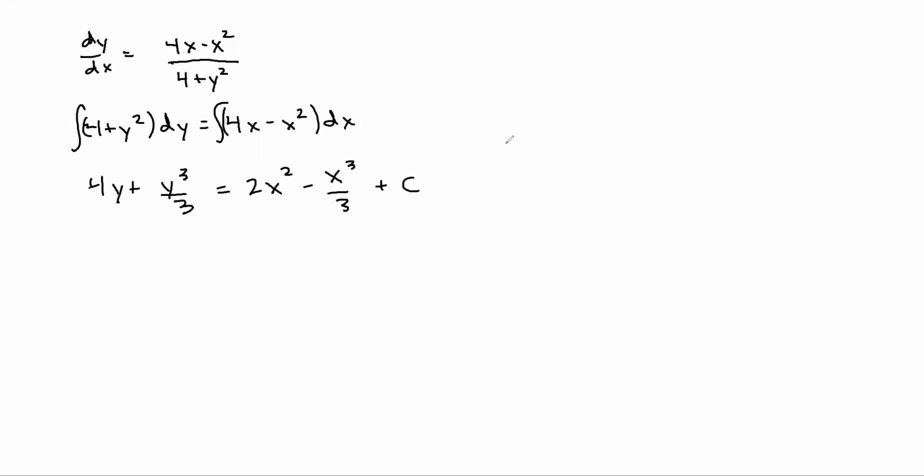You could add an initial condition to this. Let's say you went through and solved it, and then you want to find a solution that corresponds to a particular point. So let's say I want to find the solution that passes through 0 comma 1, right?